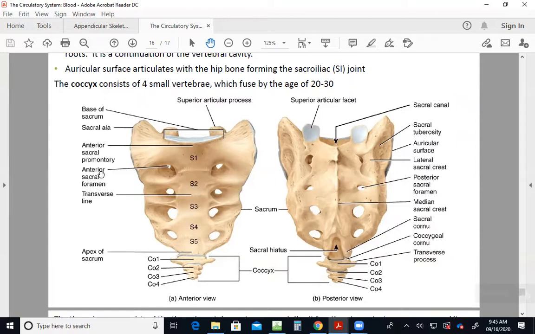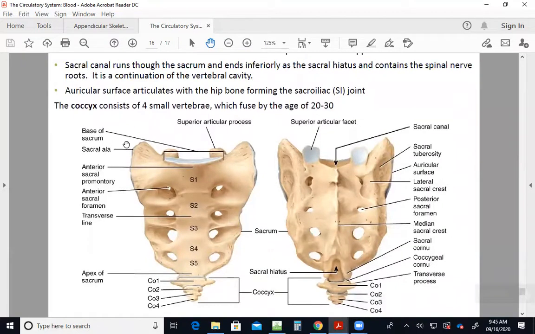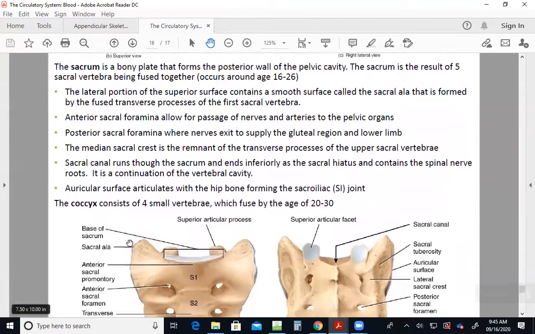Yeah, so over here in the anterior view, highlight anterior sacral foramen. Posterior view, highlight the posterior sacral foramen. Those allow nerves to exit the sacrum, travel down into like our legs. Okay. Over here in the anterior view, highlight the sacral ala, the kind of upper flaring portion of your sacrum.